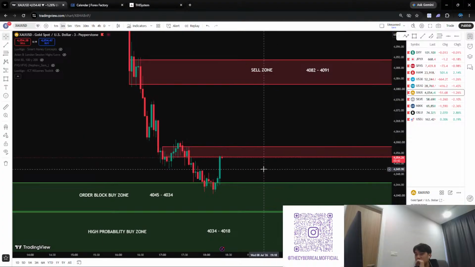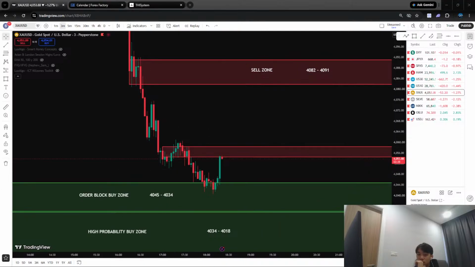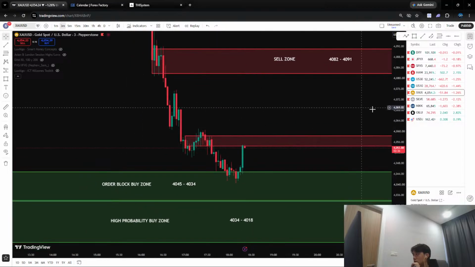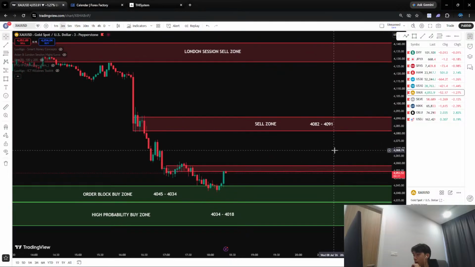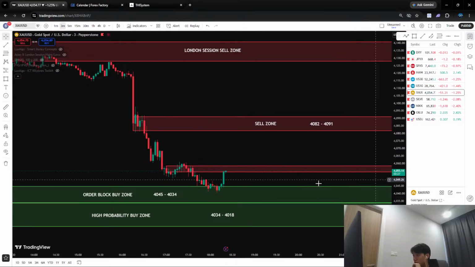Let's see how this actually runs. Let me just turn this off first. Alright, so you guys can actually see the buy zones and the sell zones. I'll put it like this, and then we will wait for any certain confirmation.